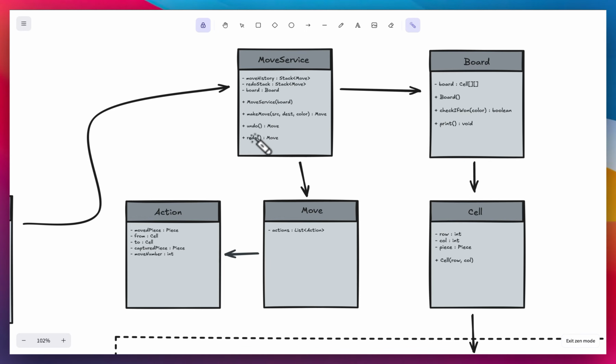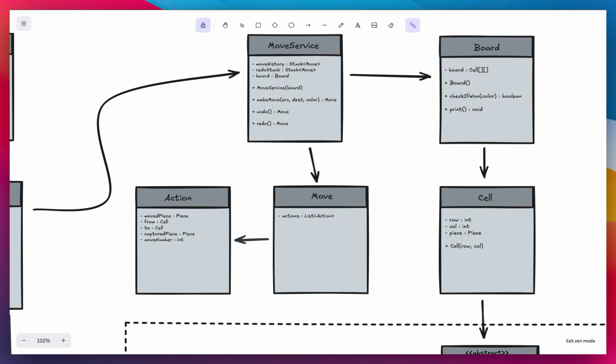Now, coming to this undo and redo functionality. In order to implement undo and redo functionality, I have used the stack data structure over here. In the stack data structure, I am storing the object of move. Now this move class has the list of action. So this is that action class. First let's try to understand the action class, and then I'll explain why I have used a stack of move objects. Okay.